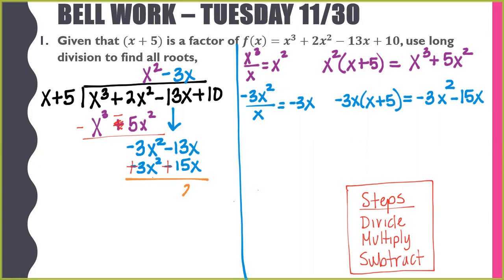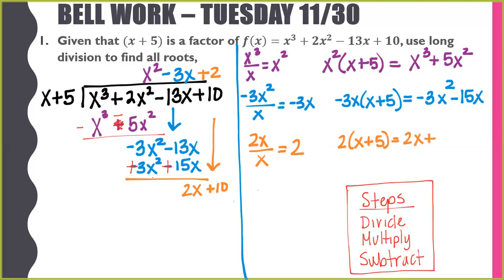And then you have 2x. Bring down the last one. And do that one more time. 2x divided by x is 2. You put that 2 on the top. Then you take that 2 and multiply that by x plus 5. And that gives you 2x plus 10. You slide that over. Do a change. And you end with 0. So I know I did that right.